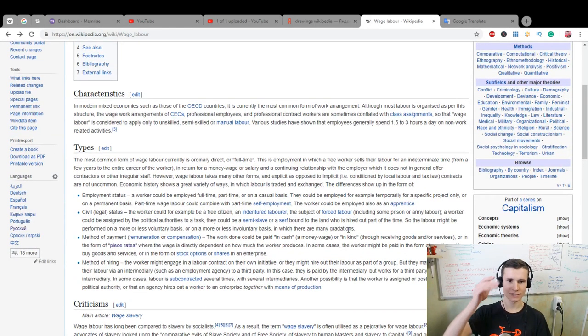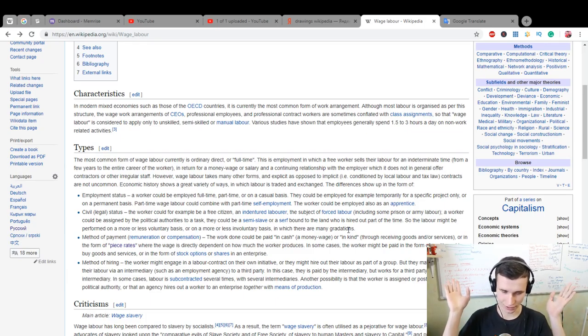Okay, characteristics and types. What I learned from it: in the characteristics we have information about wage labor, that sometimes many people spend one and a half to 3 hours at the job on non-work activities, yes.